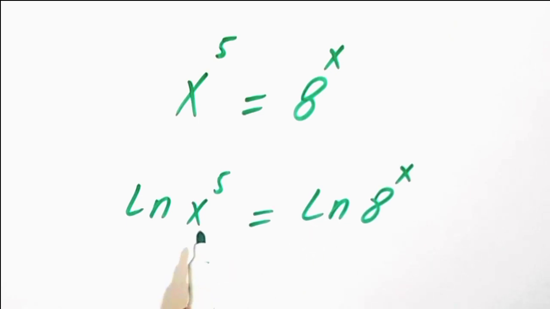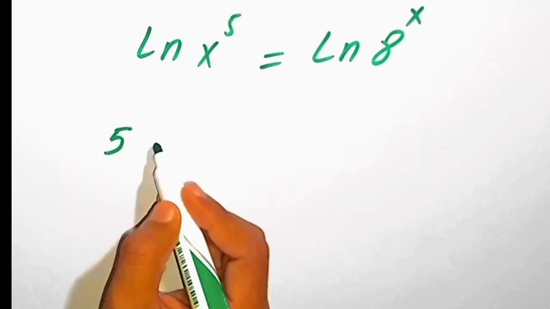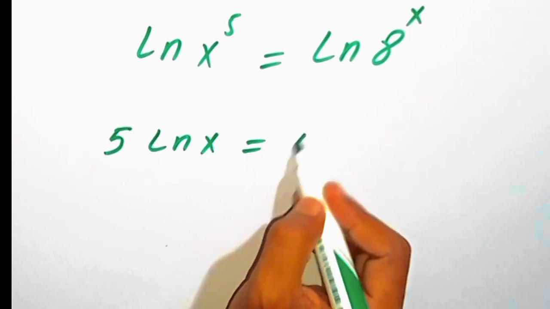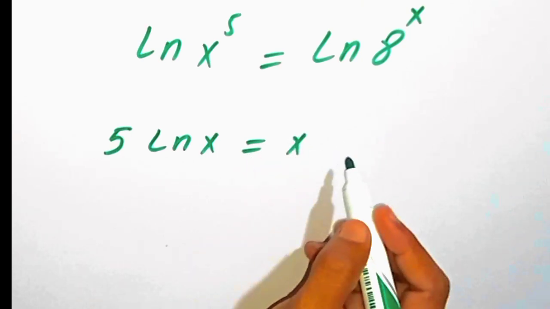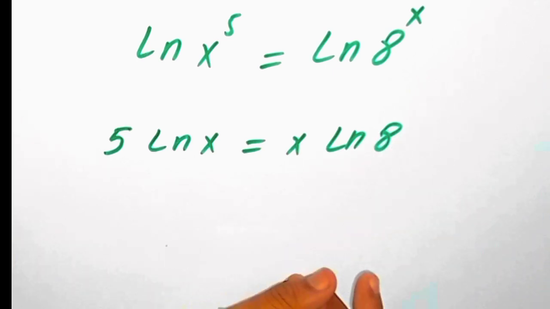Now we know the basic natural logarithm rule: the power comes to the start. So this power 5 comes to the start on the left side, and on the right side x is in power form, so it also comes to the start. So our next step is that 5 ln x is equal to x times ln 8.